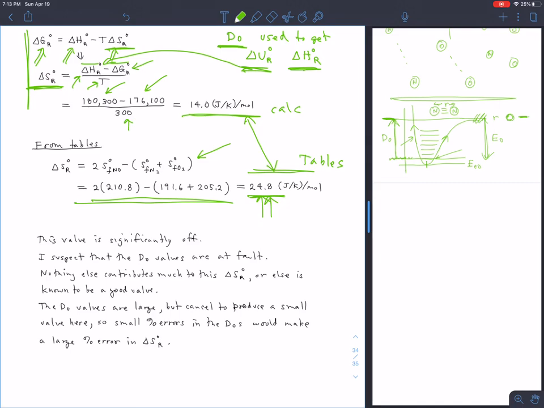I don't think it's the calculations themselves. I think the actual data values that we put into the calculations probably have enough error in them to cause this. It's still a fairly small error, but it's now percentage-wise a pretty big error.